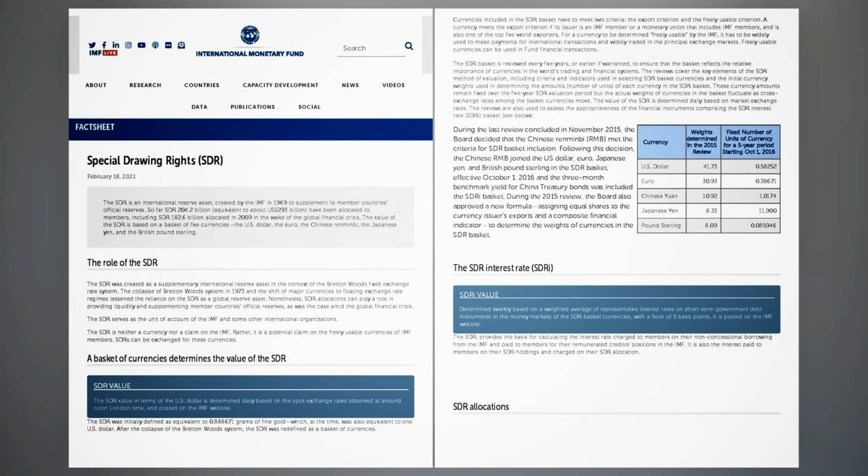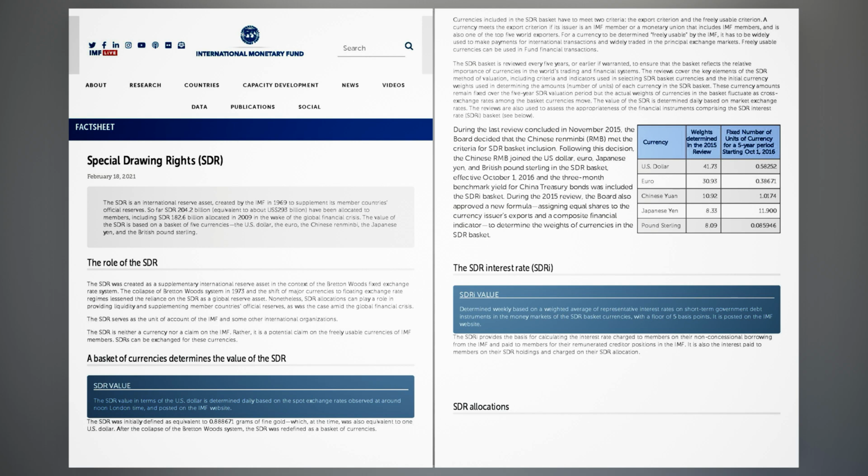The role of the SDR. The SDR was created as a supplementary international reserve asset in the context of the Bretton Woods fixed exchange rate system. The collapse of the Bretton Woods system in 1973 and the shift of major currencies to floating exchange rate regimes lessened the reliance on the SDR as a global reserve asset. Nonetheless, SDR allocations can play a role in providing liquidity and supplementing member countries' official reserves, as was the case amid the global financial crisis.